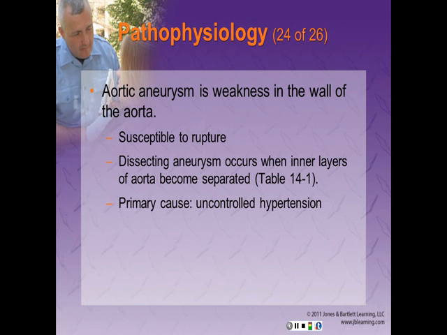An aortic aneurysm describes a weakness in the wall of the aorta. It is susceptible to rupture, and if it ruptures, blood loss will cause the patient to die almost immediately. A dissecting aneurysm occurs when inner layers of the aorta become separated, allowing blood to flow at high pressure between the layers. Uncontrolled hypertension is the primary cause.